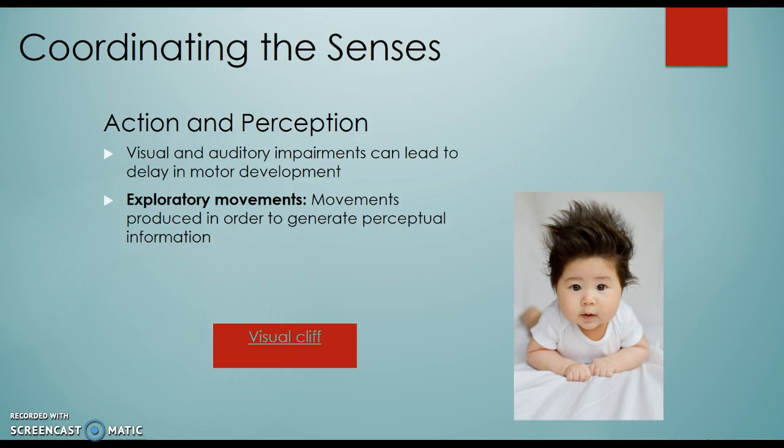So there's this thing called exploratory movements. Those are movements that are produced in order to generate perceptual information. So it's really coordinating between your visual perception and your motor development. And so infants will stick out a leg or stick out an arm and reach for something and see how far away it is. They'll check. They'll try to touch the couch. They'll reach out and touch the house plant that's on the shelf to see if they can reach it and knock it over. They're exploring their environment, and they're really testing their vision and their motor skills.